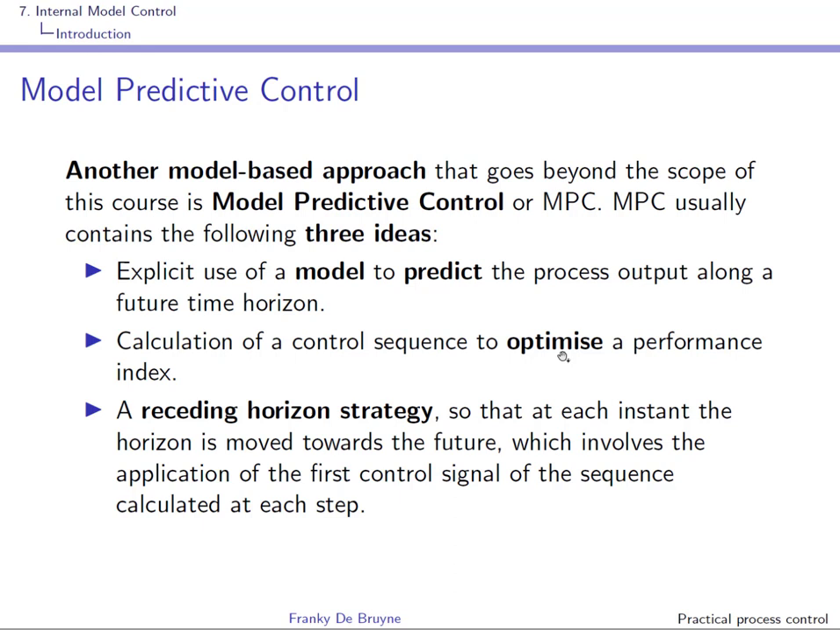To calculate this optimal control sequence, we'll have to optimize a performance index. Without going into the details, this performance index penalizes over the time horizon the difference between the set point and PV, so the control error, but it also penalizes the control energy that is involved.